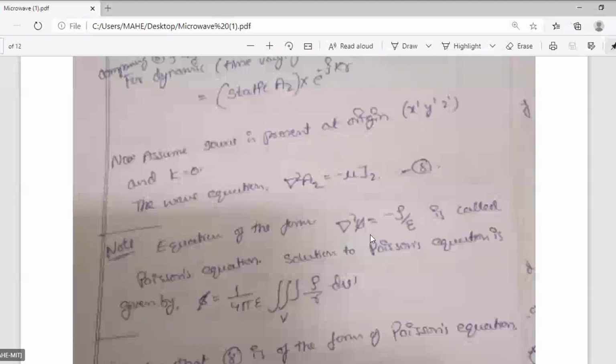Sir, it's Q by R. It was Q by 4 pi epsilon R. Do you remember? Q by 4 pi epsilon R. Don't you get a similar equation if you solve this?